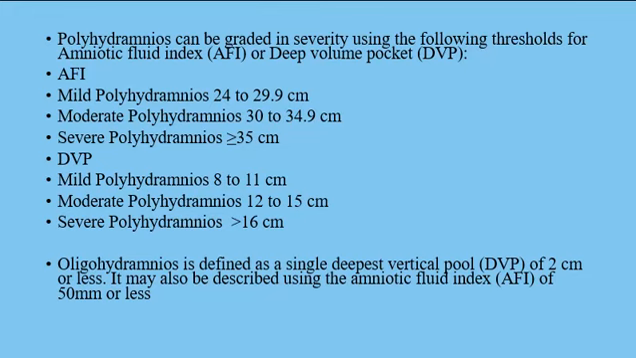DVP: mild polyhydramnios 8 to 11 centimeters. Moderate polyhydramnios 12 to 15 centimeters. Severe polyhydramnios greater than 16 cm. Oligohydramnios is defined as a single deepest vertical pool, DVP, of 2 centimeters or less. It may also be described using the amniotic fluid index, AFI, of 50 millimeters or less.